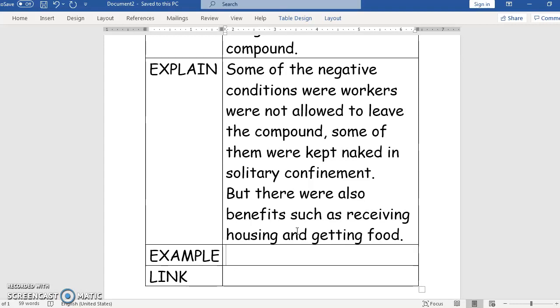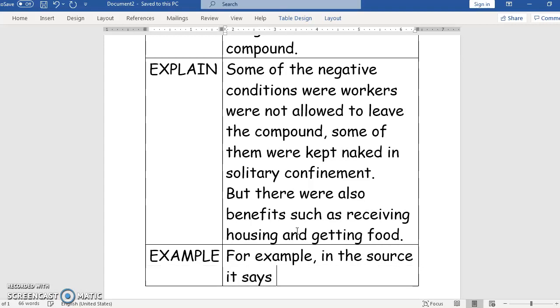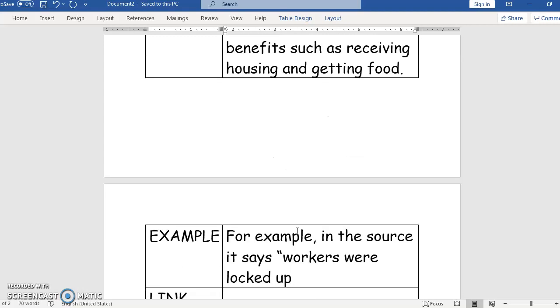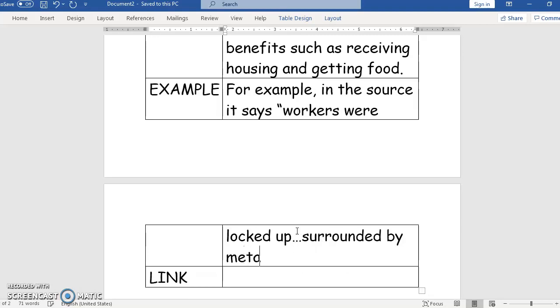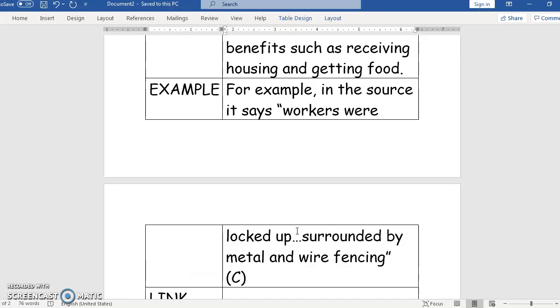So I always tell my kids, if you don't know how to start the sentence, you can start with, for example. Then the person who reads it knows exactly that the next thing you're going to list is going to be the examples. In the source, it says, workers were locked up, surrounded by metal and wire fencing. And then in brackets, we can just write the letter C, because that tells me this information is coming from source C.